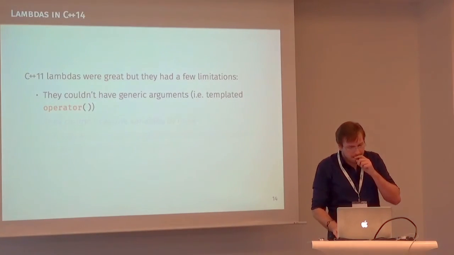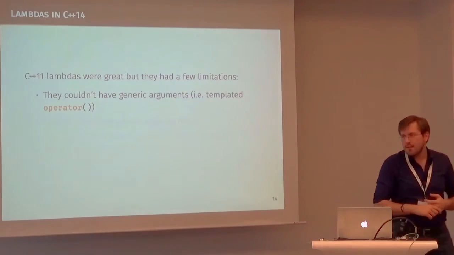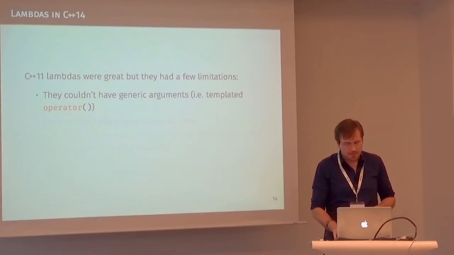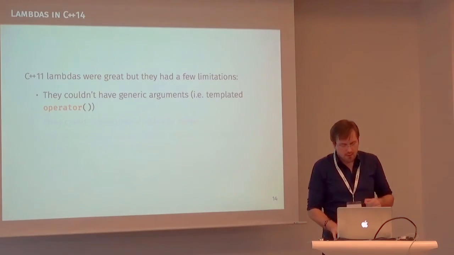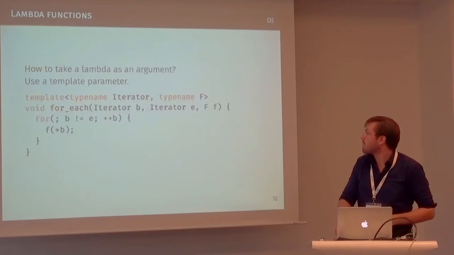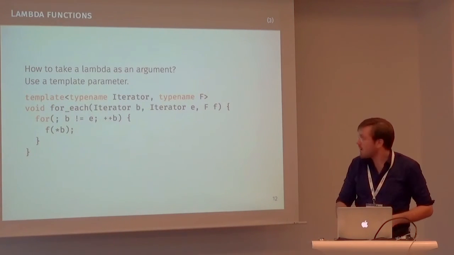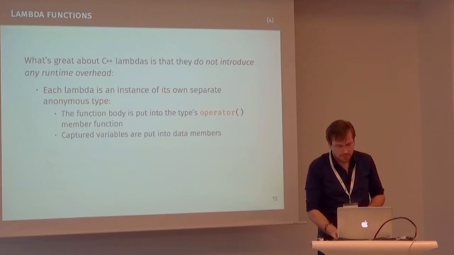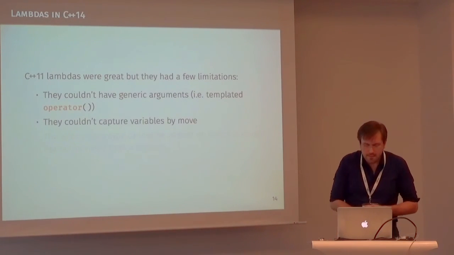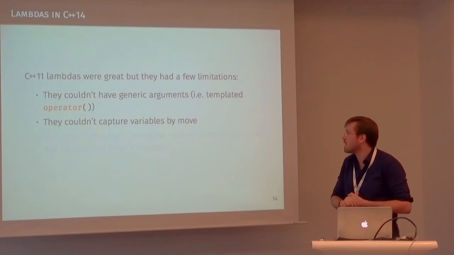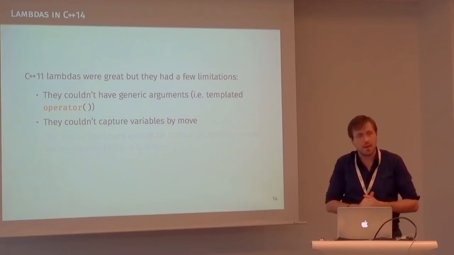In C++11, lambdas had a few limitations. They couldn't have generic arguments. That means we couldn't have a templated function call operator here. Okay. And they couldn't capture variables by move. They could only capture variables by copy or by reference.